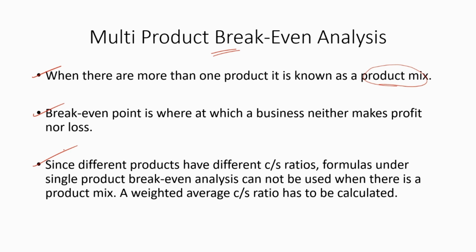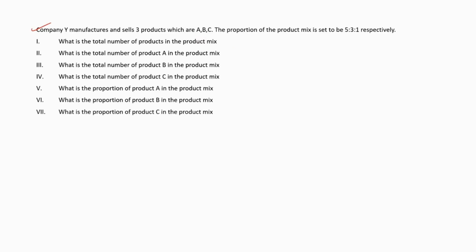Simply, this means we cannot use the formulas we used under single product break-even analysis when it comes to multi-product break-even analysis. This is because now there is more than one product. So each product has its own CS ratio. So when it comes to multi-product break-even analysis, we have to calculate a weighted average CS ratio. Now let's do this example. Company Y manufactures and sells three products which are product A, product B and product C. This means now there is a product mix.